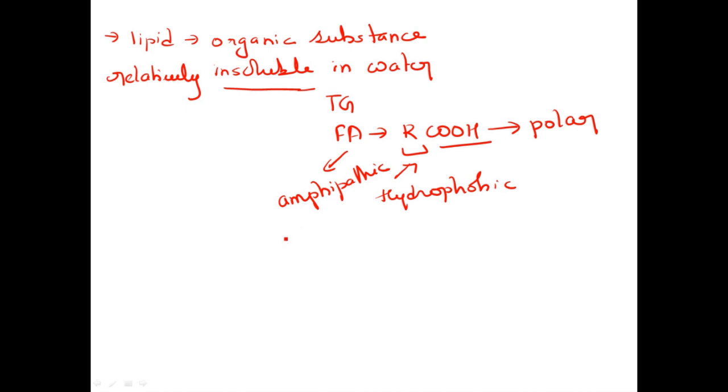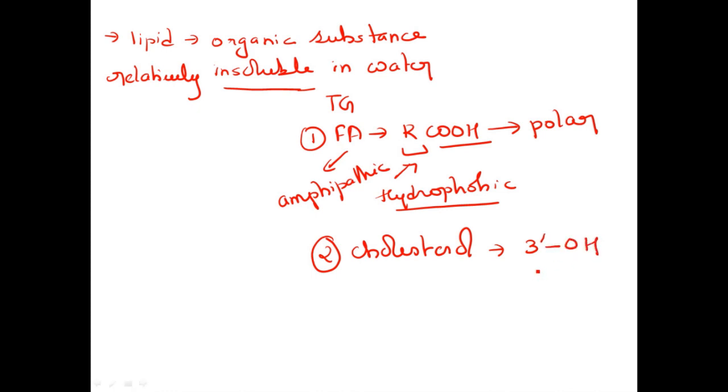Amphipathic means having both polar and non-polar nature. So fatty acid is an amphipathic lipid, that means it has both polar and non-polar groups. Similarly, we have cholesterol. It has a steroid nucleus that is hydrophobic in nature, and in the steroid ring we have a third carbon that contains an OH group which is polar in nature. So cholesterol is also amphipathic in nature.